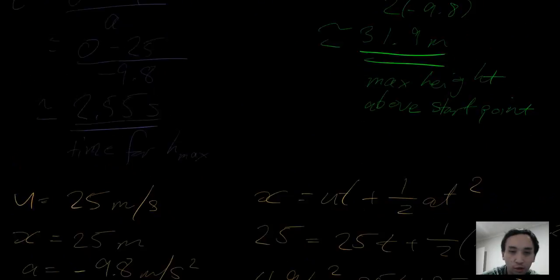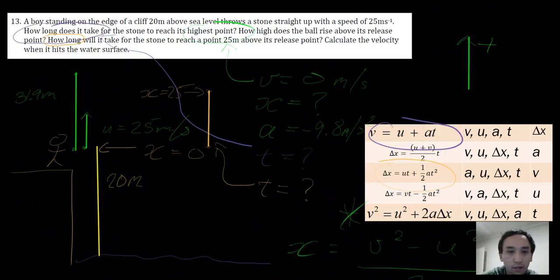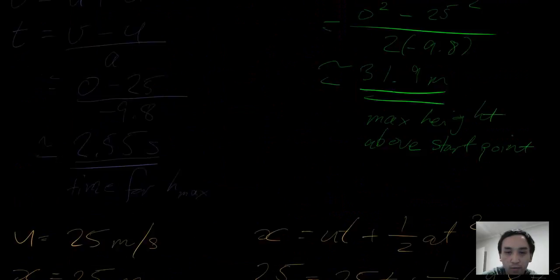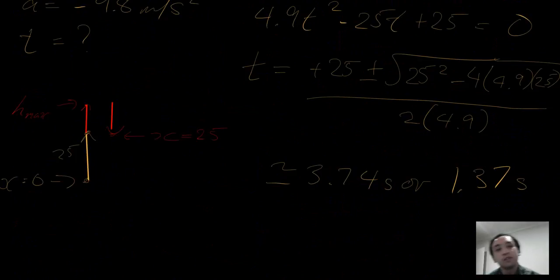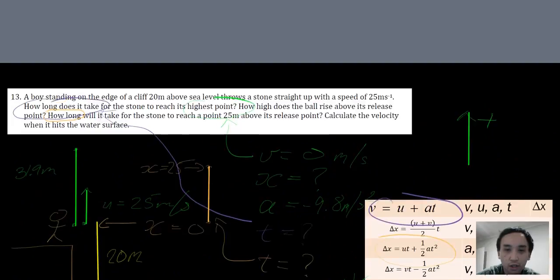So to answer the question over here, let's just double check. How long does it take for the stone to reach a point 25 meters above its release point? Well, if we're talking about how long it takes to just reach this point, then it just takes 1.37 seconds. To reach it a second time, it would take an additional around 2.3 seconds more, to have a duration of 3.74 seconds overall for the stone to come back down to a displacement of 25 again. So for this question, it takes 1.37 seconds.